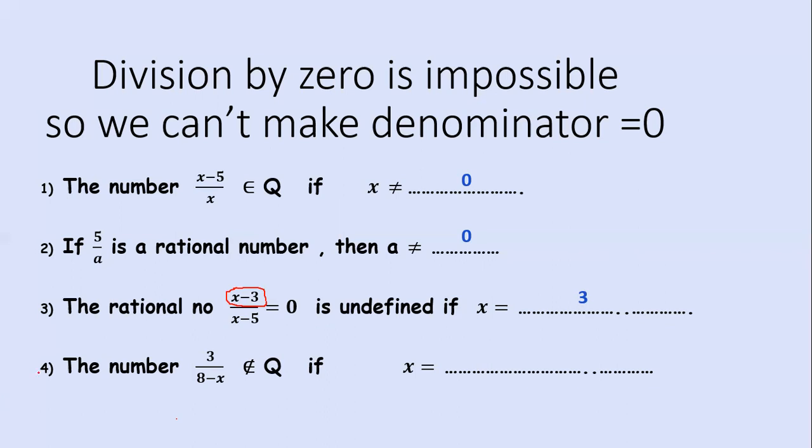Number 4, the number 3 over 8 minus x doesn't belong to Q. A number doesn't belong to Q if its denominator is 0. Which number makes the denominator 0? I mean, 8 minus what equals 0? Yes, 8 minus 8 equals 0.